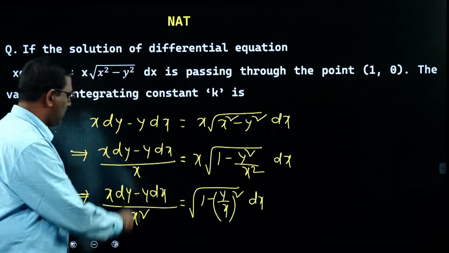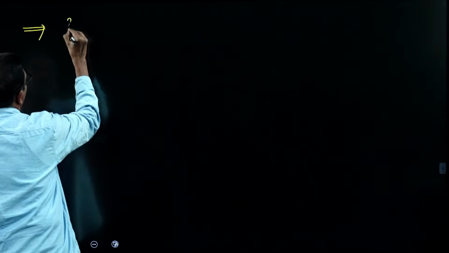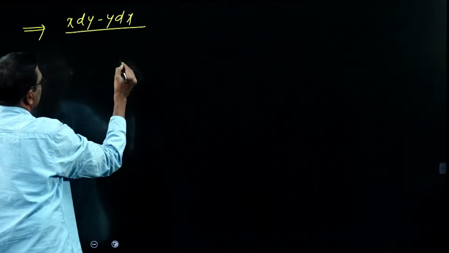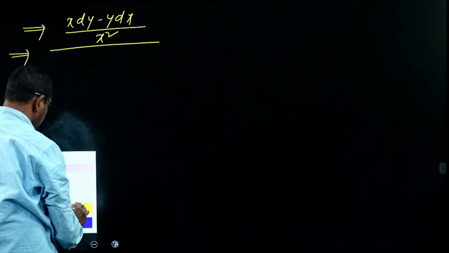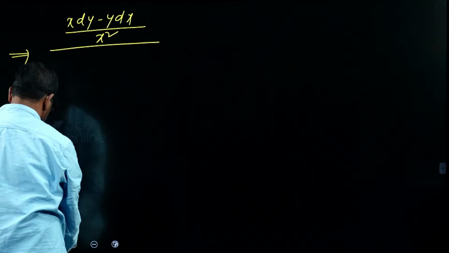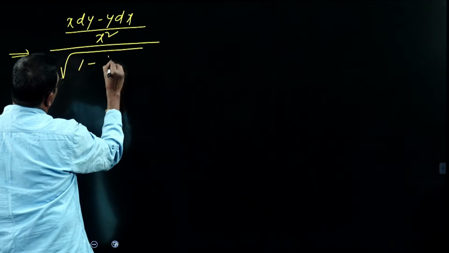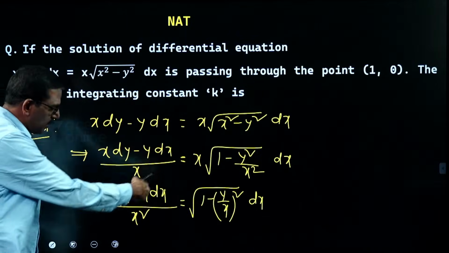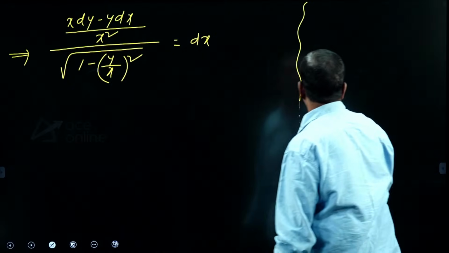Now this differential equation I will write in the next step as x dy minus y dx by x square divided by root over 1 minus y by x whole square, is equal to dx. Why am I writing like this? I will give you an idea, just a minute. The right-hand side I am also converting like this. First, one observation I will give you.